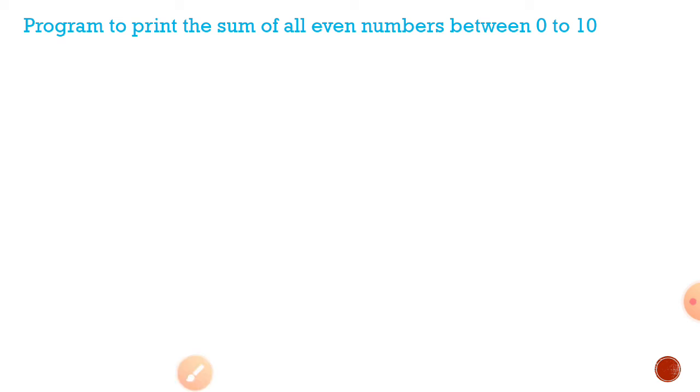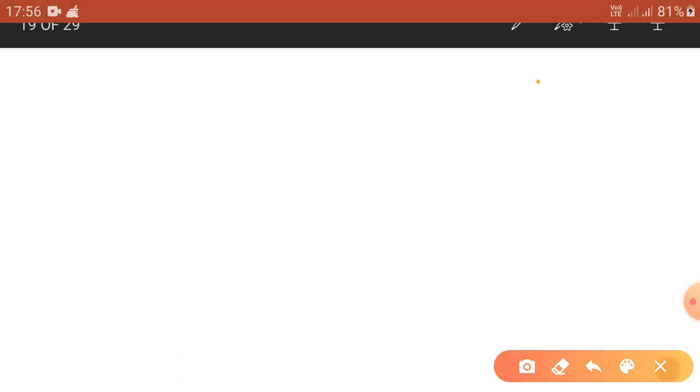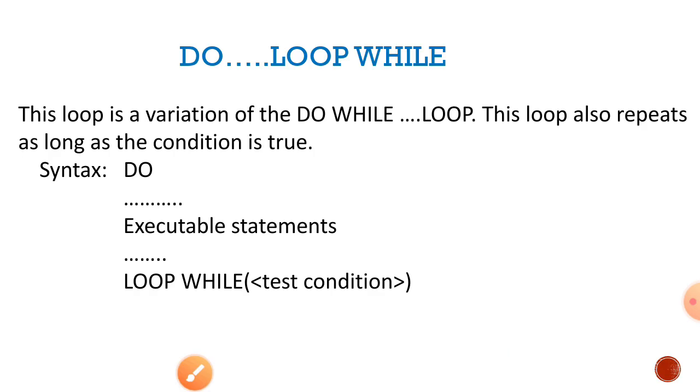Now we have this program. This program is to print the sum of all even numbers between 0 and 10. That means we have to first collect the numbers. So now the next loop is the do loop while.